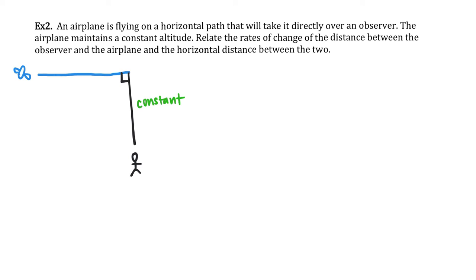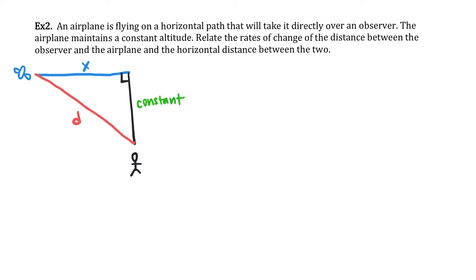Relate the rates of change of the distance between the observer and the airplane. Let me draw the observer to the airplane, and the horizontal distance between the two. Okay, this looks like Pythagorean theorem again. They're not all Pythagorean theorem, but these two happen to be. So the horizontal distance between the two is this one. Let's give it a letter. I'm going to call it x because horizontal makes me think of x. On this side, distance between the two, any variable you like, I'm going to go with d for distance. And this is some constant value.